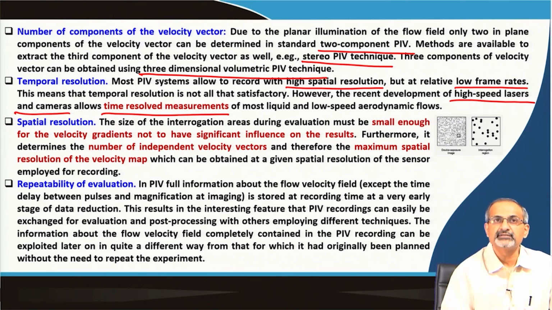Spatial resolution. The size of the interrogation areas during evaluation must be small enough for the velocity gradients not to have significant influence on the results, and it determines the number of independent velocity vectors and therefore the maximum spatial resolution of the velocity map. Again, repeatability of evaluation. In PIV, full information about the flow velocity field, except the time delay between pulses and magnification at imaging, is stored at recording time at a very early stage of data reduction. Now, this information remains as it is, and it can be used for other offline processings as well in due course.